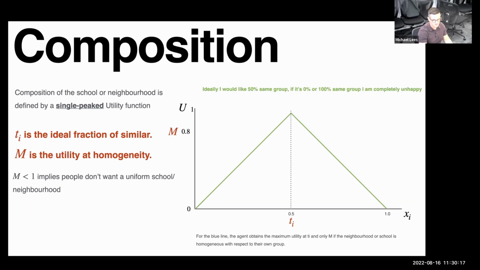Or I can have something like this. I want 50% the same group, and whether it's completely homogeneous, completely my own group, or completely the other group, I'm equally unhappy. So this gives us a lot of flexibility to look at different types of households and different preferences. So in the model, I can put in thousands of agents that look like this, thousands of agents that look like something else, and I can make all sorts of combinations of this.